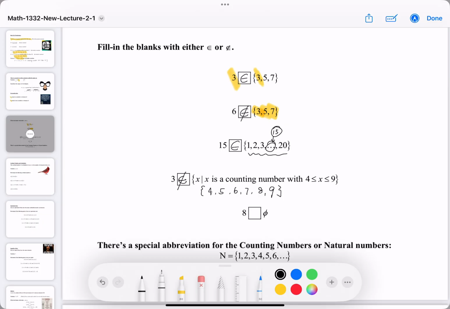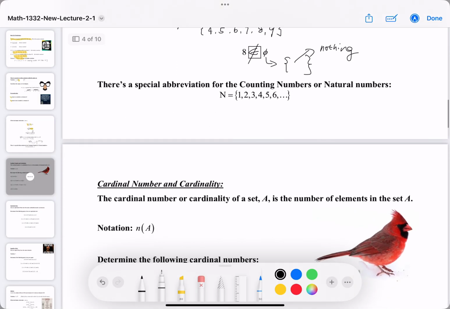Let's see. Is 8 an element of the empty set? I know that this notation means inside of my braces, there's nothing inside. Nothing. That means 8 is not an element or is not a member of the empty set. All right, let's see the next part.